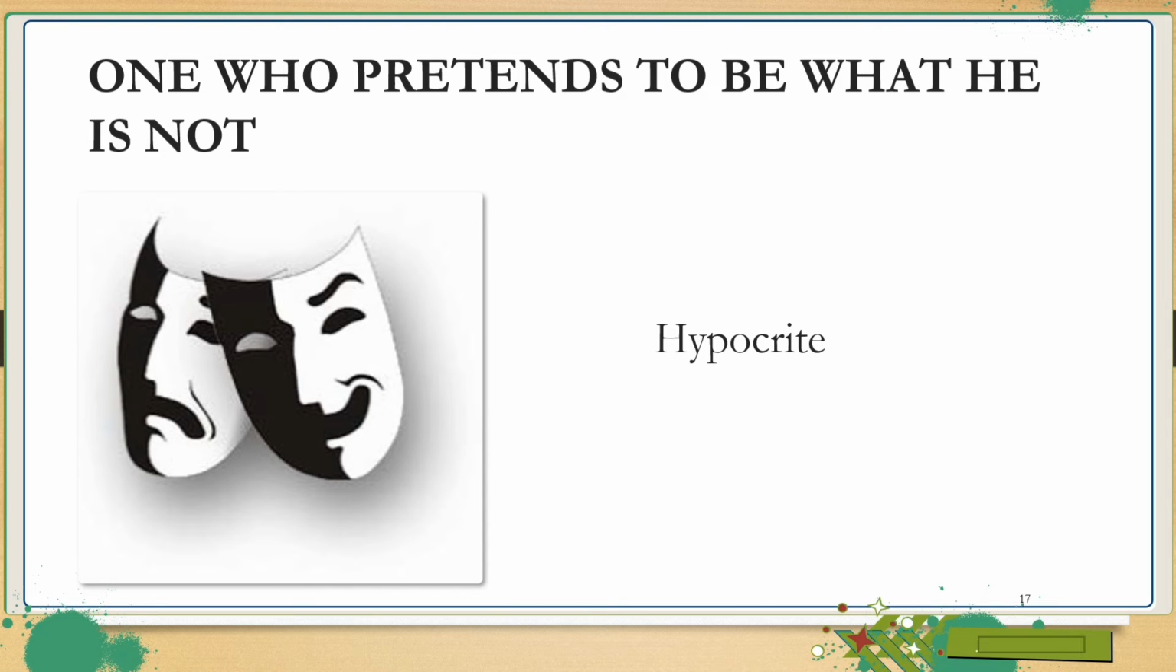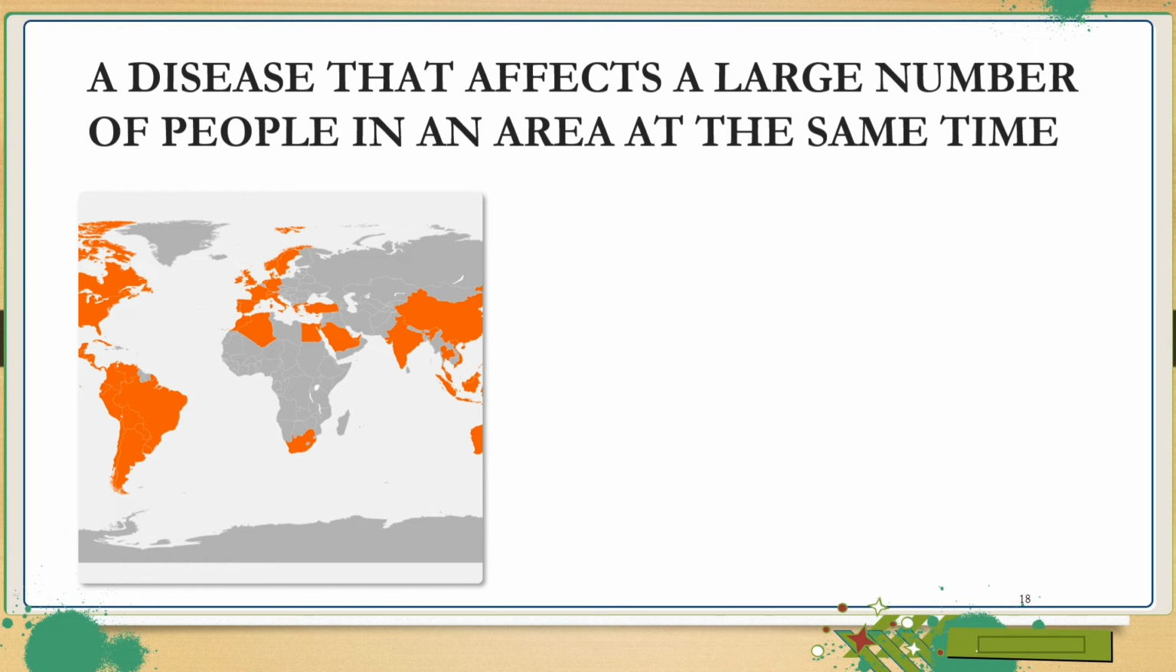Okay, so next one is a disease that affects a large number of people in an area at the same time. And I'll give you a hint. The COVID-19 dash is the answer. So yes, it's pandemic. A pandemic is basically a disease that spreads over a large area at the same time, and affects heaps of people. The COVID-19 pandemic is the recent example that we've been suffering from since 2020. So a pandemic is a disease that affects a large number of people in an area at the same time.